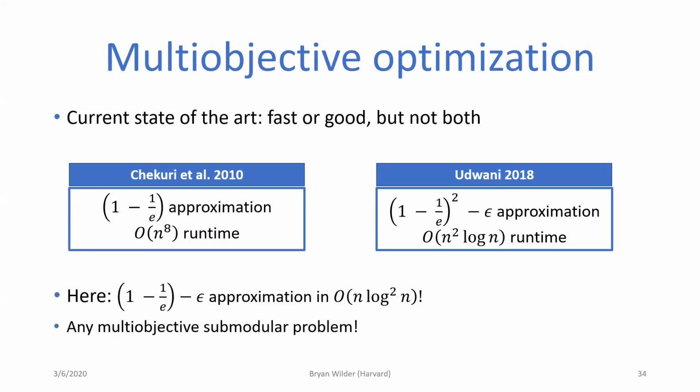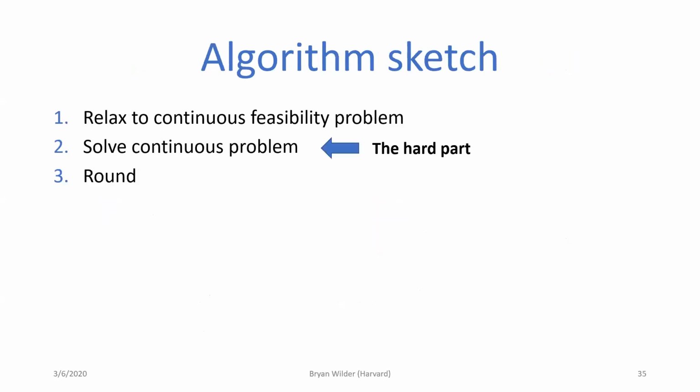We give an algorithm that gives the optimal approximation ratio up to an additive loss of epsilon, and does it in near linear runtime. And this applies to any multi-objective submodular problem. So I'm going to give just a high-level sketch of how the algorithm works here.